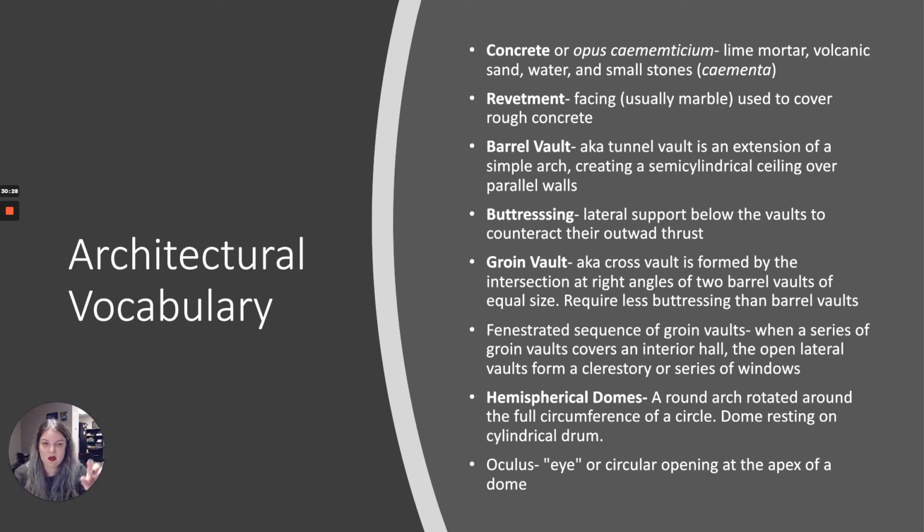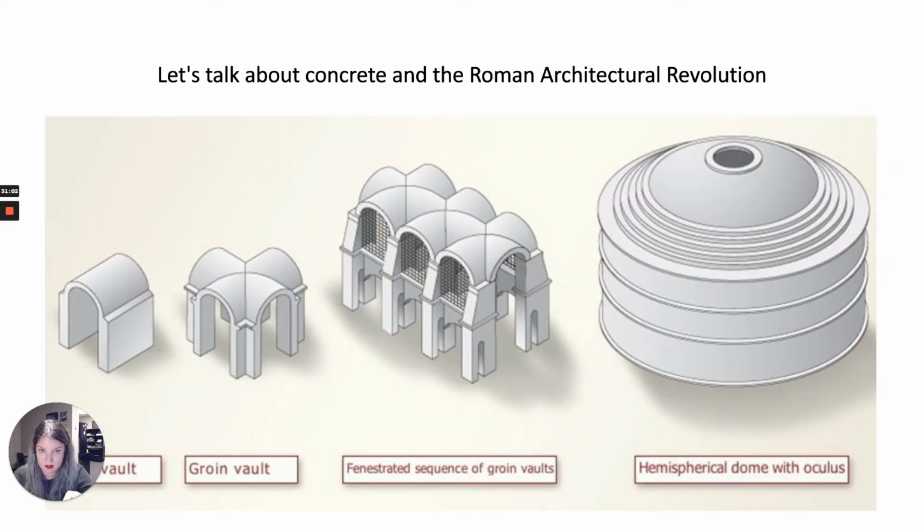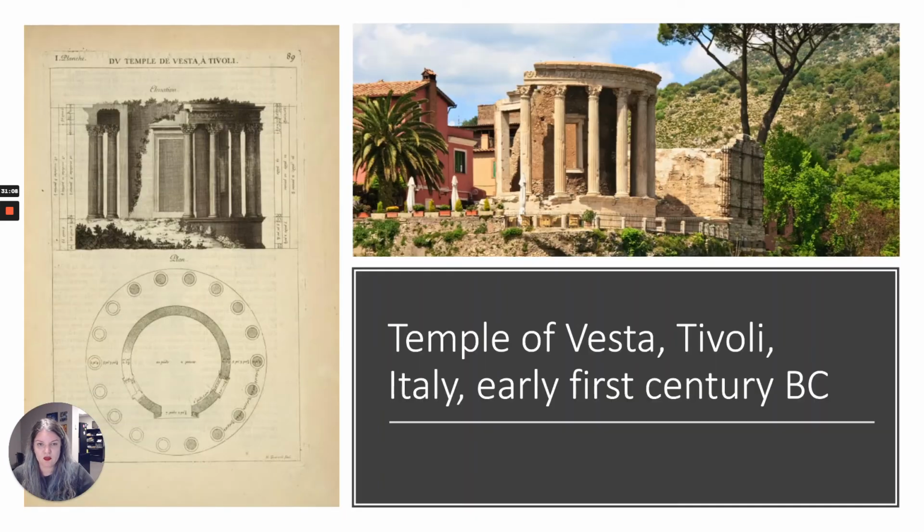So if you have a sequence of groin vaults, because it requires less buttressing, you can leave openings in the archways, which create windows on the second story of a structure, which is pretty revolutionary because this is of course way pre-electricity. So if you have all these windows on the second story, a bunch more light can come into your structure, right? So we have open lateral vaults that form a clerestory, which when we talk about cathedrals later, we'll talk about clerestories a lot, but basically just a series of windows on the second floor. So that's a pretty big deal. And that looks like this. So you can see our fenestrated sequence of groin vaults there, which is pretty cool.